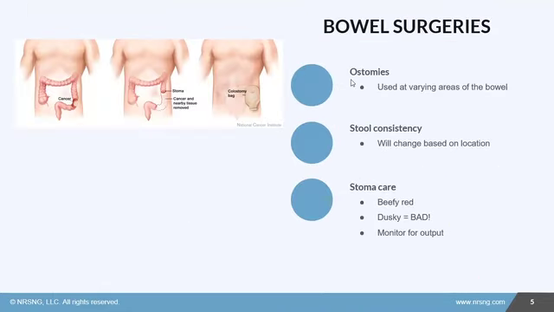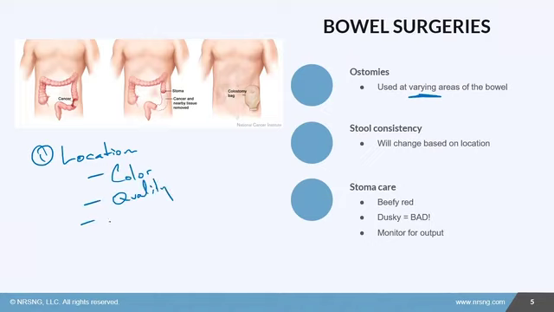Now, the last thing I want to talk about are types of bowel surgeries. Ostomies are just a general term for creating a bowel opening through the abdomen at different levels of the entire intestinal system. Patients are going to need them for a variety of reasons, but there are a few things you need to know about ostomies. The first is its location is going to tell you what kind of stool you're going to have. So it's where we talked about color, quality, and consistency.